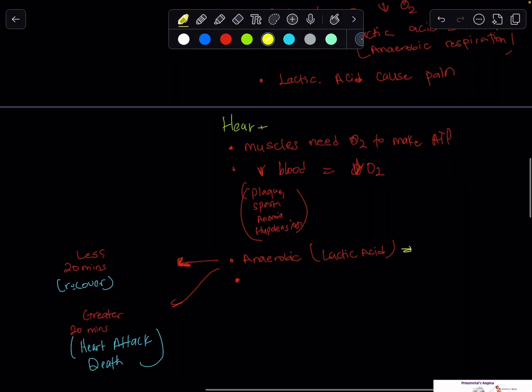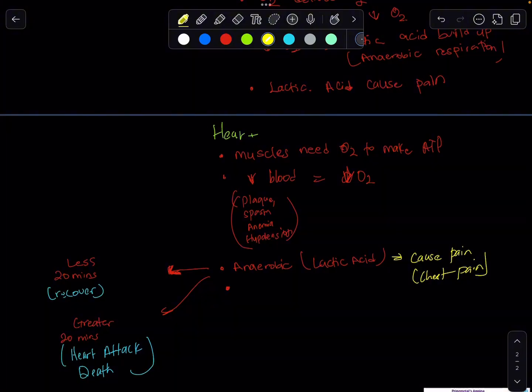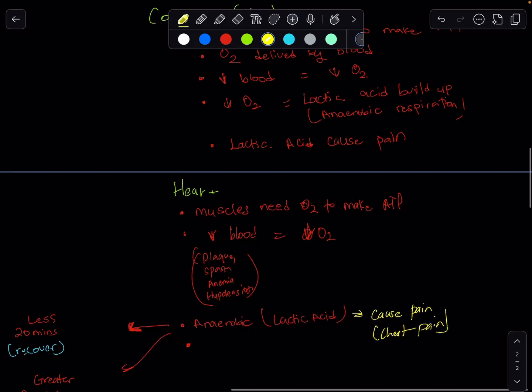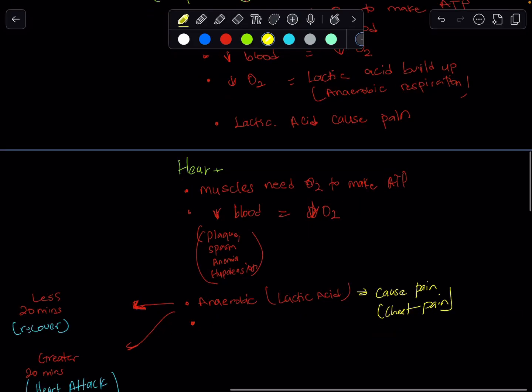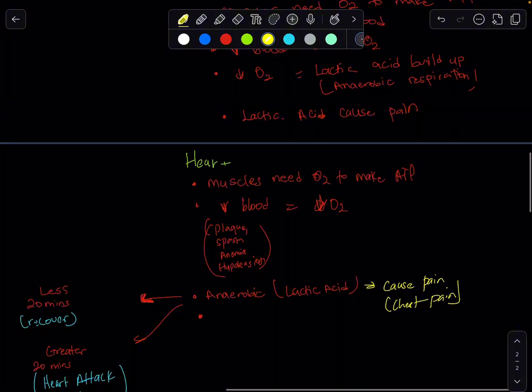I already know the lactic acid causes pain, chest pain. So this is what we know, guys. This is really what we know. Muscles need oxygen to make energy. When there's not a lot of blood, and we know that blood delivers oxygen, and when there's a decrease in blood, there's a decrease in oxygen. And that means if there's a decrease in oxygen, we're going to have what? Anaerobic respiration, where lactic acid is being used. And we know lactic acid causes pain.